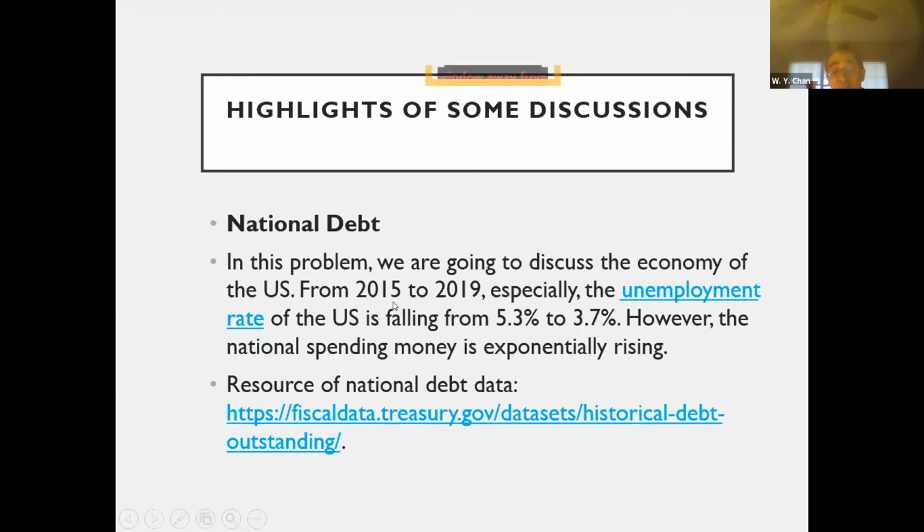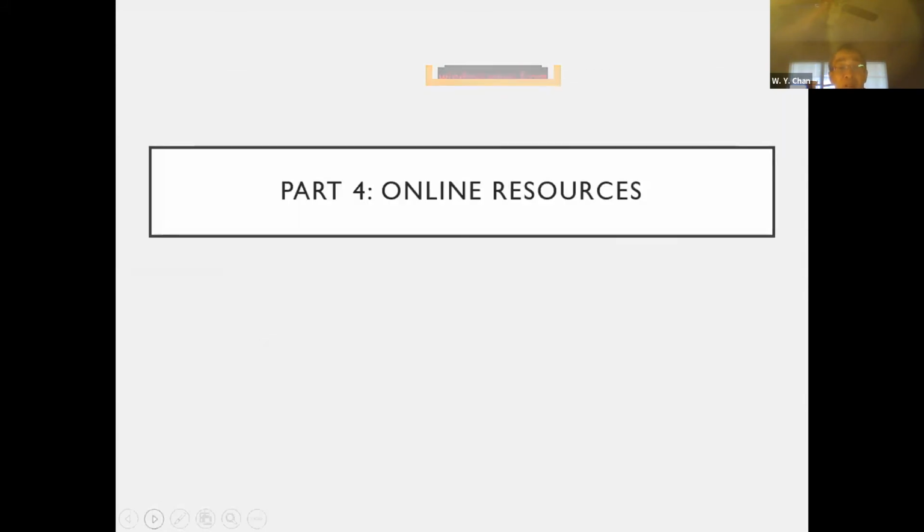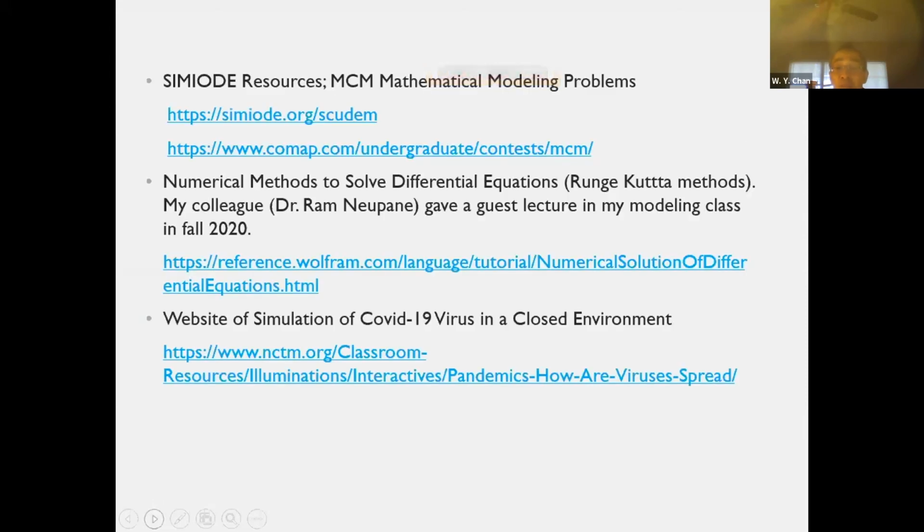Interestingly, the unemployment rate is falling from 2015 to 2019. However, national spending is rising. So we want to investigate any kind of relationship between them. They will list out their thoughts and any assumptions right there. And about the online resources, this is the one we use. And let me highlight in the middle: last semester, I had a colleague share the idea of the Runge-Kutta method with the class.